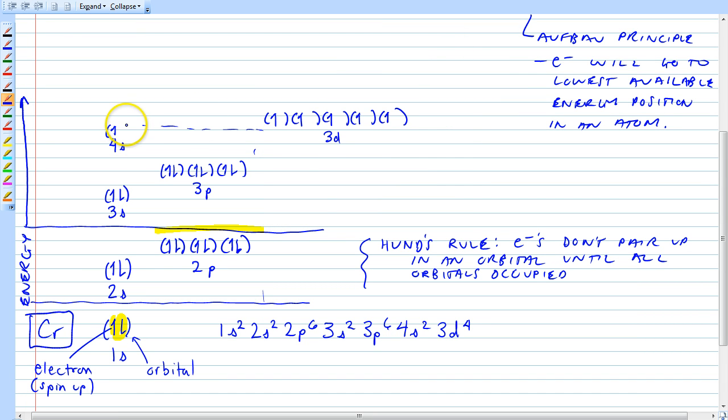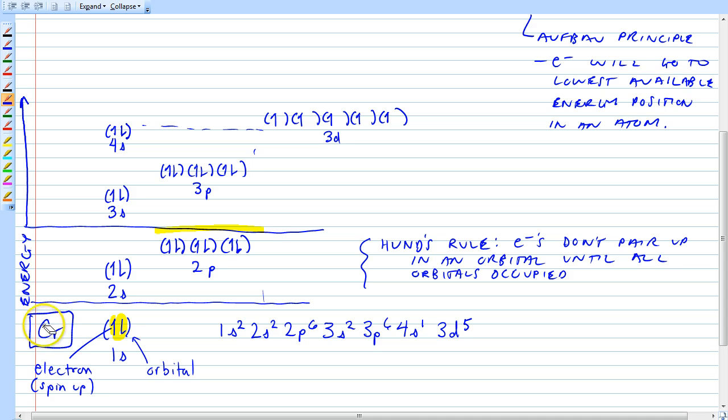So for chromium, we actually get something that looks like this, where you have a half-filled 4s and a half-filled 3d. One electron in each of the 5 d orbitals in the third principal energy level. So that's an exception to the rule, and what would that look like in the configuration here? It would be 4s1, 3d5. So it gives the atom a little bit lower energy when it splits them up like this, instead of having 4s2, 3d4.